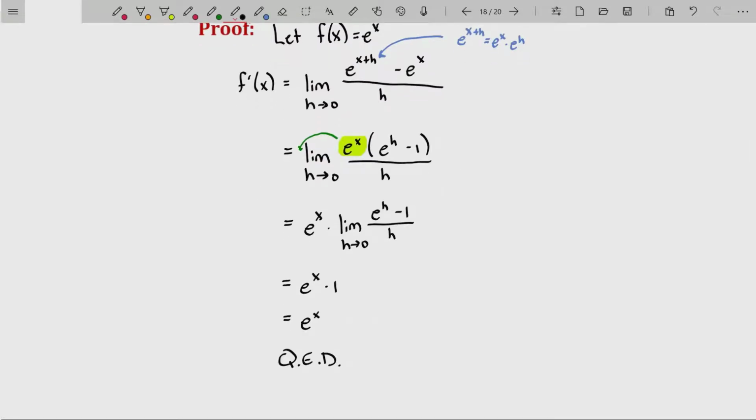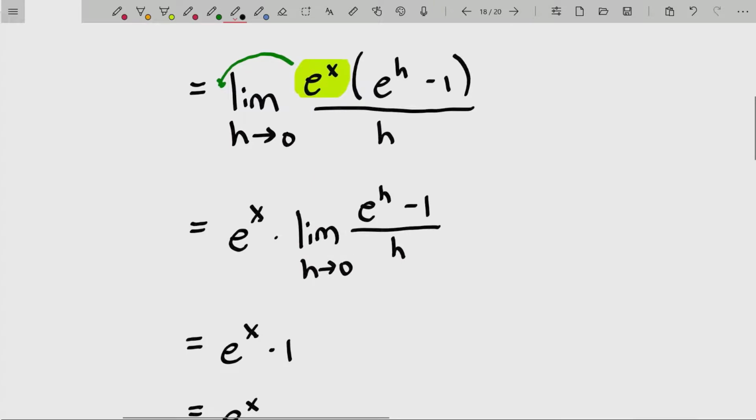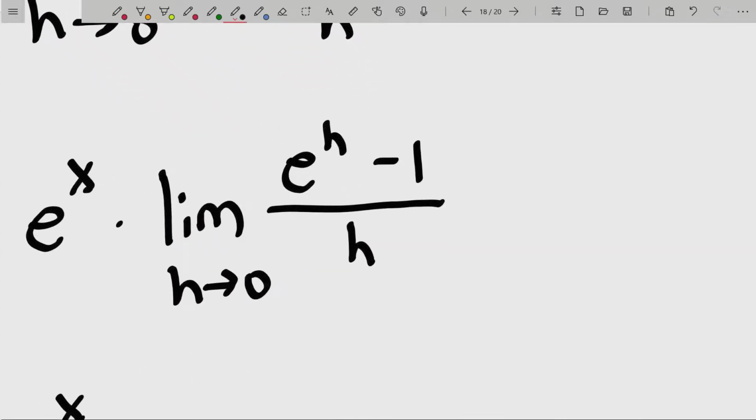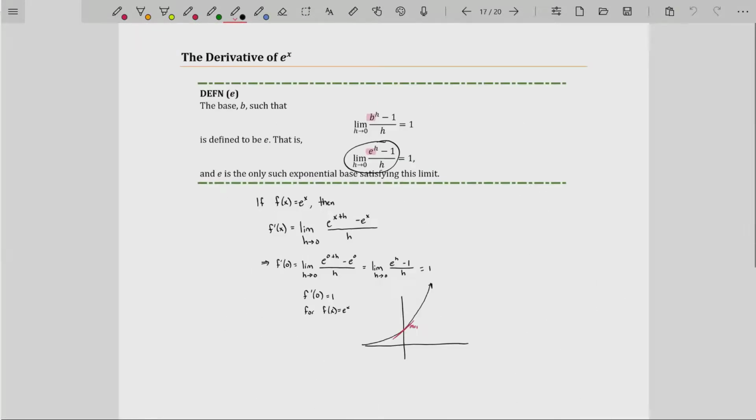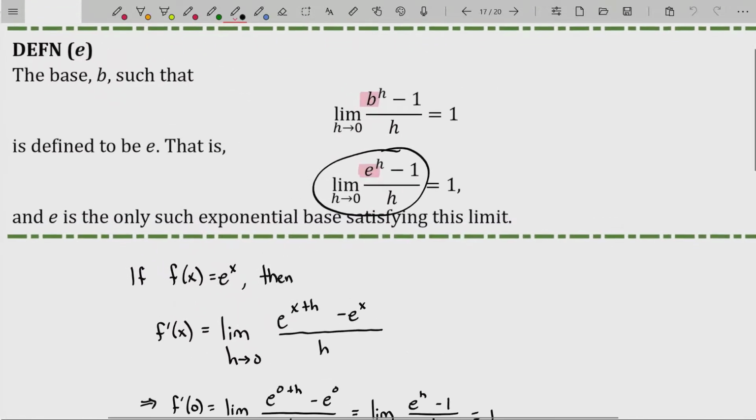Very nicely done. Now I can see somebody watching this saying, wait, but how do we know that the limit as h goes to 0 of e to the h minus 1 over h is 1? How do we know that? And somebody else might say, well, because he said it's defined to be that way. It's a little bit of a hand-wavy statement.